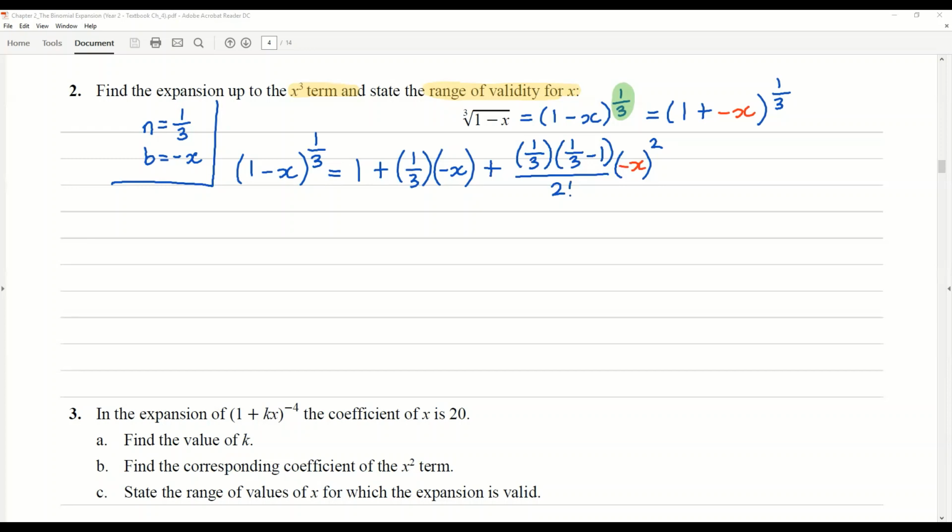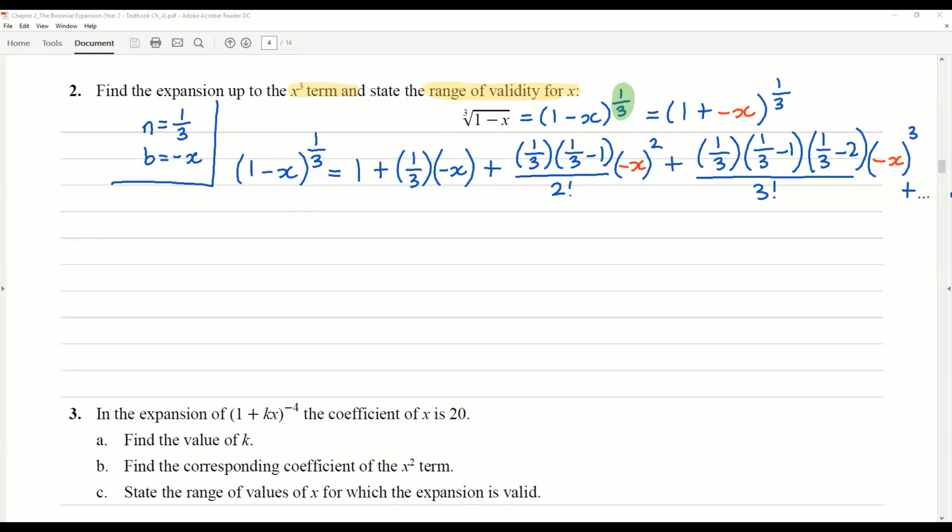And for the final term that I'm required to write down, it's going to be 1/3 multiplied by 1/3 subtract 1, 1/3 subtract 2, all over 3 factorial. And then my b is going to be cubed this time. So that's (−x) cubed. I just want to acknowledge that there might be more terms to come here because I've put a straight equal sign, haven't I? Plus dot, dot, dot.